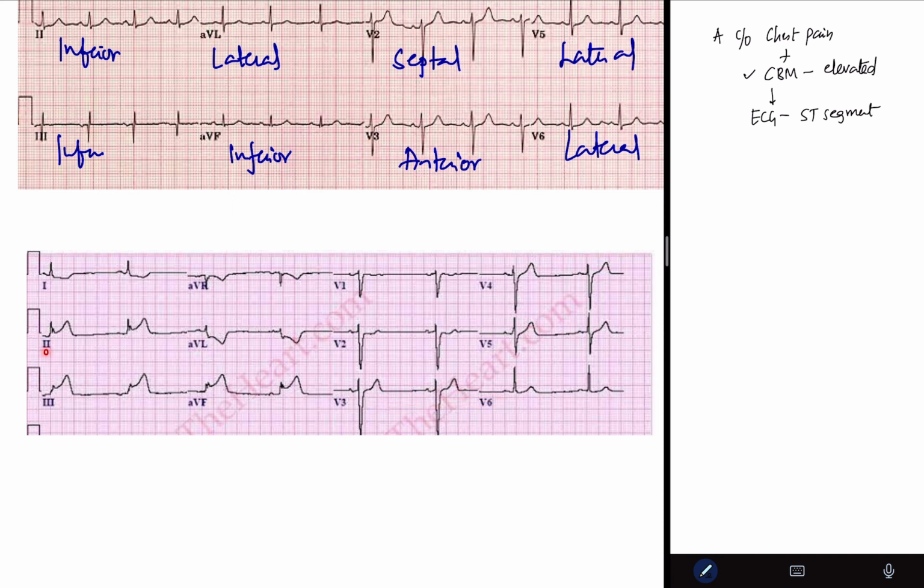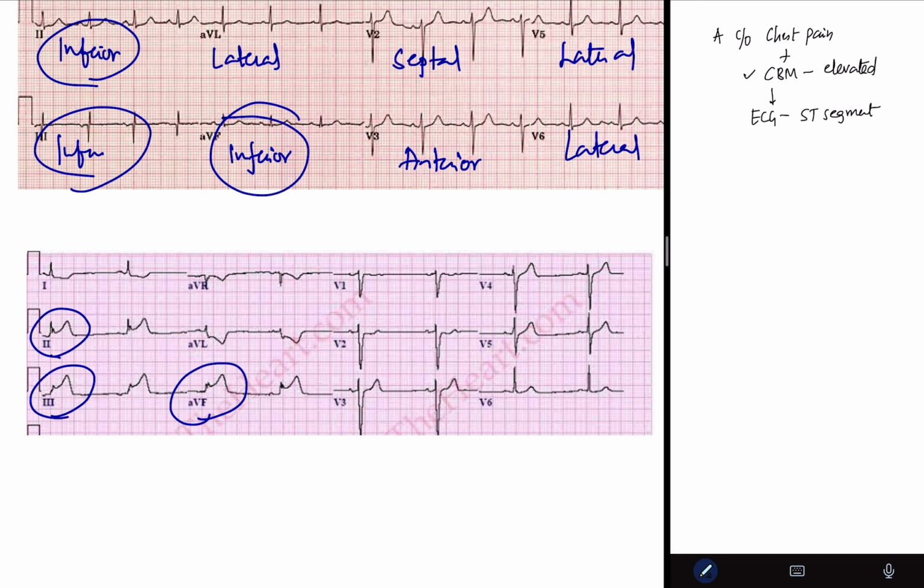Now look at lead 1, yes, there is an ST segment elevation. Lead 2, lead 3, there is an ST segment elevation. AVF, there is an ST segment elevation. That means I am looking at lead 2, lead 3 and AVF. So lead 2, lead 3 and AVF are related to inferior wall. So this is inferior wall MI. This is how you should be able to diagnose the type of MI based on the ECG ST elevation, that is location, which leads are involved.